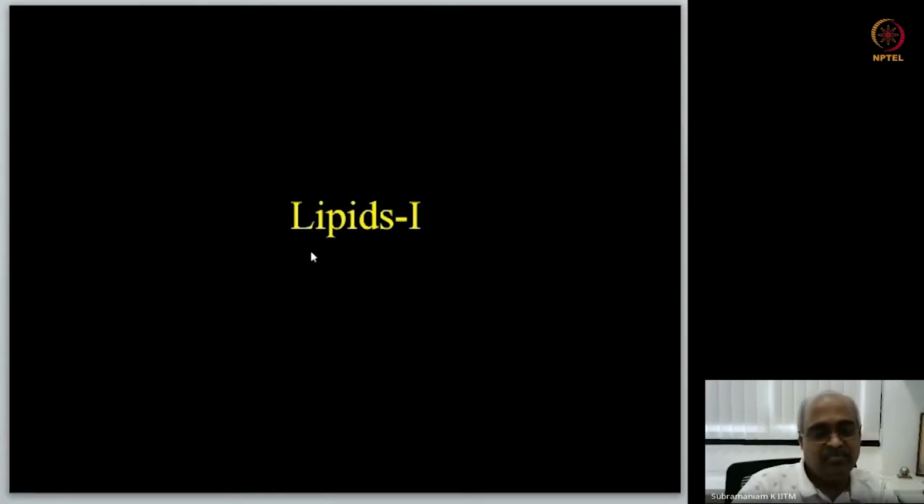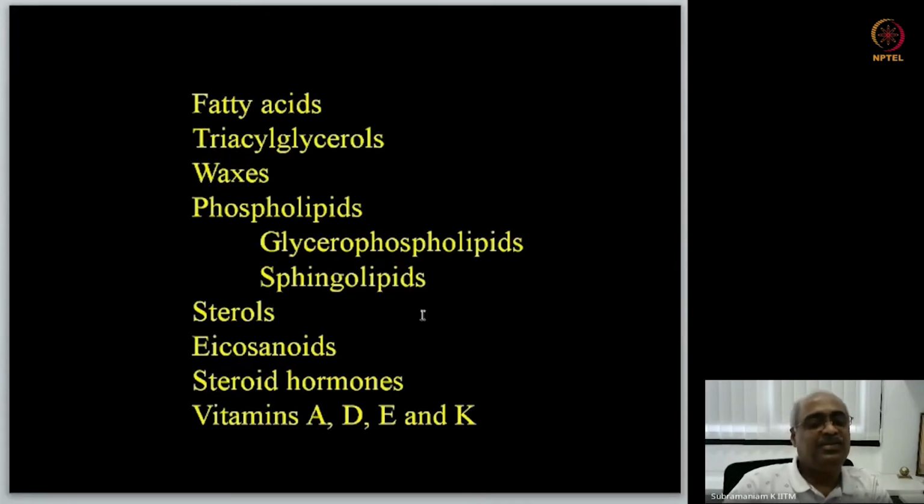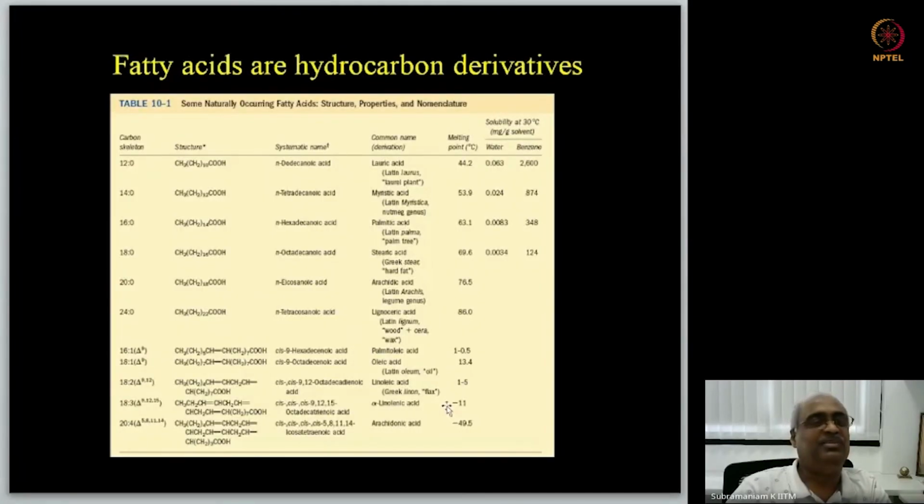So already I am warning you, it is lipids 1. So there is going to be lipids 2 as well. So here are names, but they look a lot, but when you go one by one, they're all very logical and easy to remember structures. So first let us take fatty acids, which we are very, very familiar with.